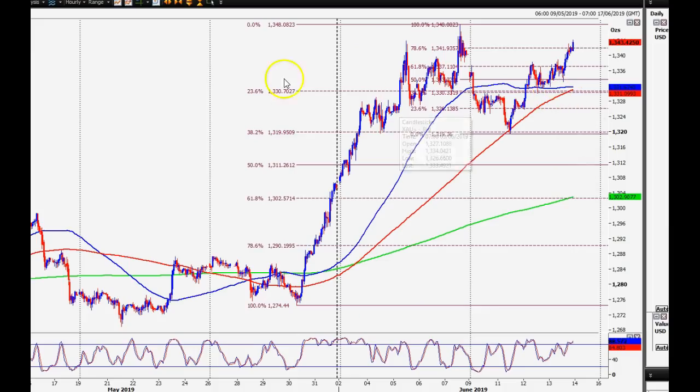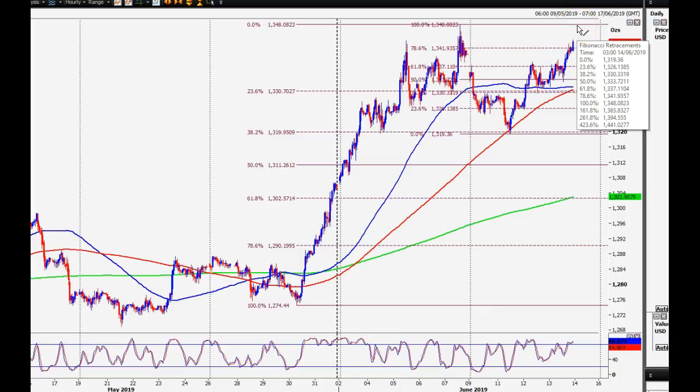Gold rallying nicely off that 1331, 1330 support yesterday. If you managed to buy anywhere close to that, then this is looking good. Looks like we're going to retest the high around 1346, 1348, a weekly close above here. Yeah, I wouldn't rule it out. It could happen. That would be a nice buy signal for the start of next week.